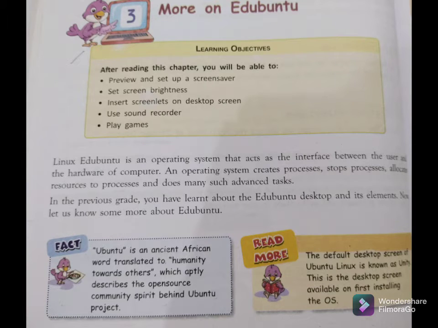An operating system can create a process, it can delete or stop a process, and it can also allocate or share the process, and do some advanced tasks too. So Linux Edubuntu is an operating system. It acts like an interface between a user and computer hardware. It creates processes, stops processes, and also shares or allocates them.